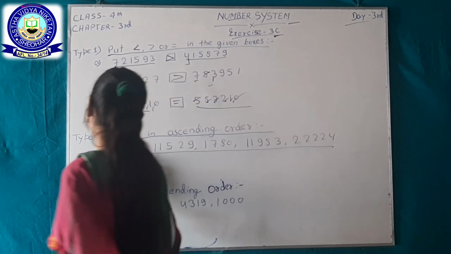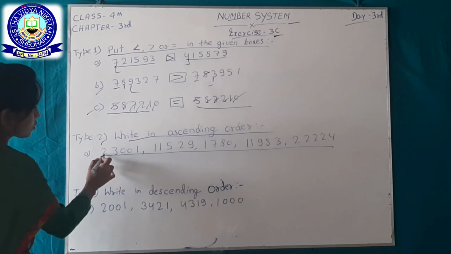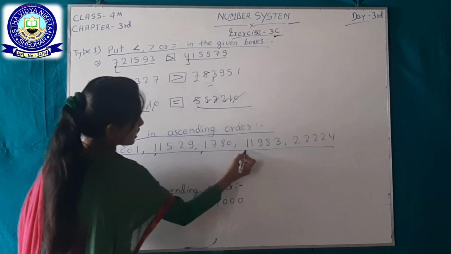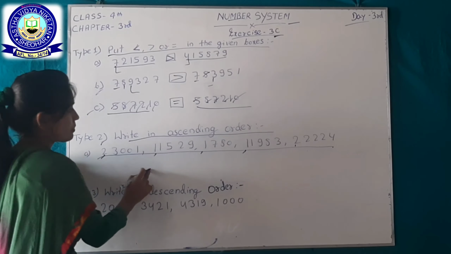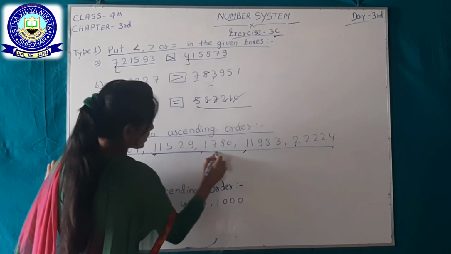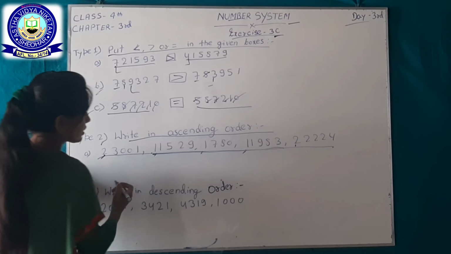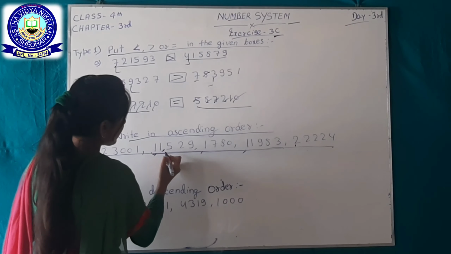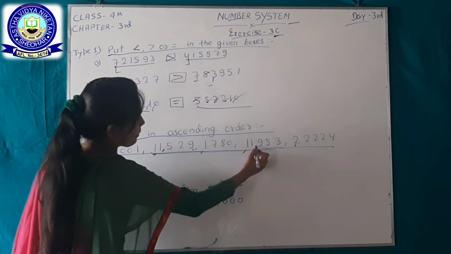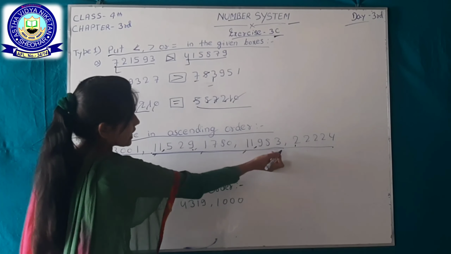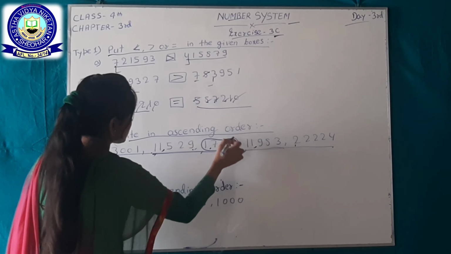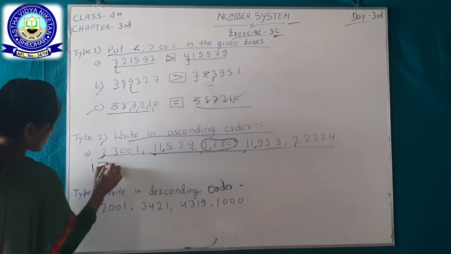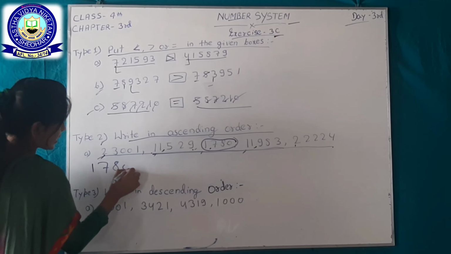First of all, you have to compare all numbers. Here is 2, here is 1, here is 1, here is 1 and here is 2. You have to find out the smallest number among these numbers. There is 11,529, 11,983 and here is 1,780. So this is the smallest number of this given series, 1,780.